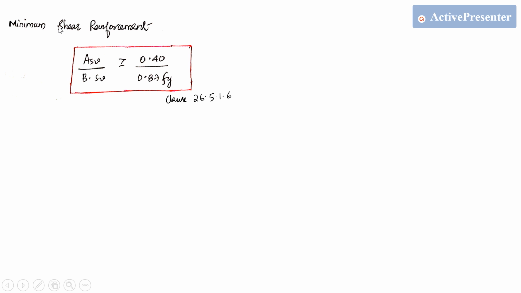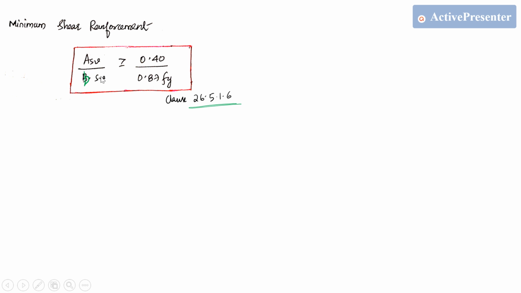Now, the minimum shear reinforcement. The code suggests in clause number 26.5.1.6, you can see the minimum reinforcement, that is ASV by b SV must not be less than 0.4 by 0.87 fy. You can see in clause number 26.5.1.6, that is ASV, the area of shear reinforcement based on your number of stirrups, divided by b SV must not be less than 0.4 by 0.87 fy.